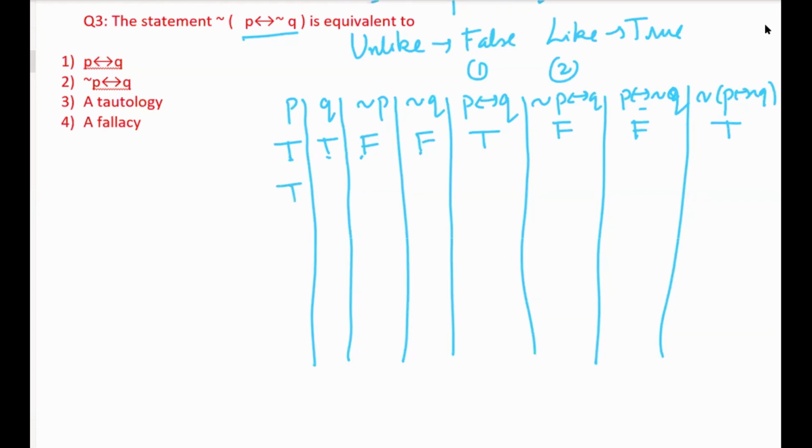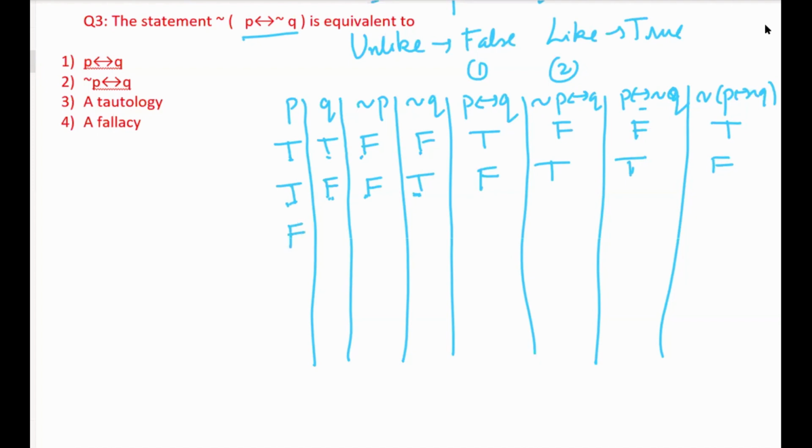Now the next case is true, false. If P is true, then negation P is false. If Q is F, then negation Q is true. And what we have to find, P if and only if Q, that means T if and only if F, an unlike case, so F. Negation P if and only if Q, that means F if and only if F, a like case, therefore true. P if and only if negation Q is again a like case, so the answer is true and its negation is false, because the last column is the negation of the second last column.